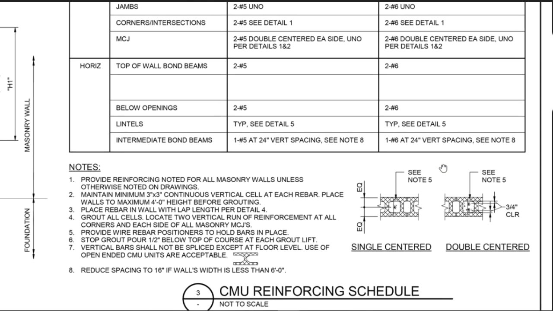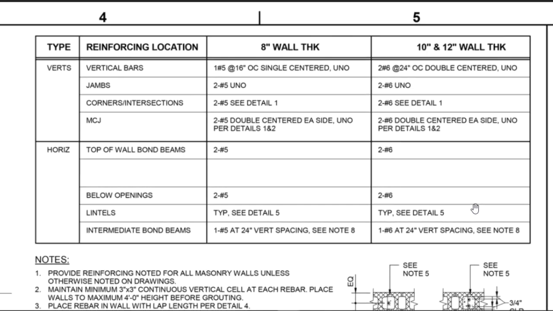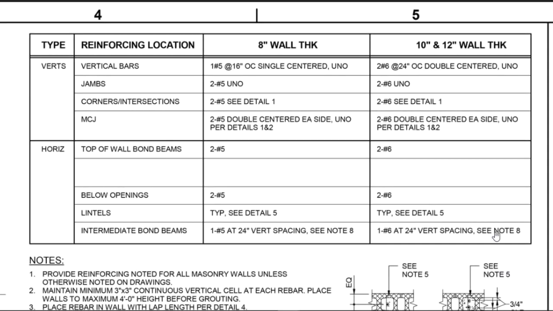Now, let's review detail 3, where we can find CMU reinforcing schedule table. The table shows vertical and horizontal reinforcement schedules for 8-inch, 10 and 12-inch walls. Rebar location detail for masonry control joints, bond beams, and lintels. For instance, in an 8-inch wall, the vertical bar will be 1 number 5 at 16 inches. In 12-inch wall, bond beam will be with 2 number 6 rebars.